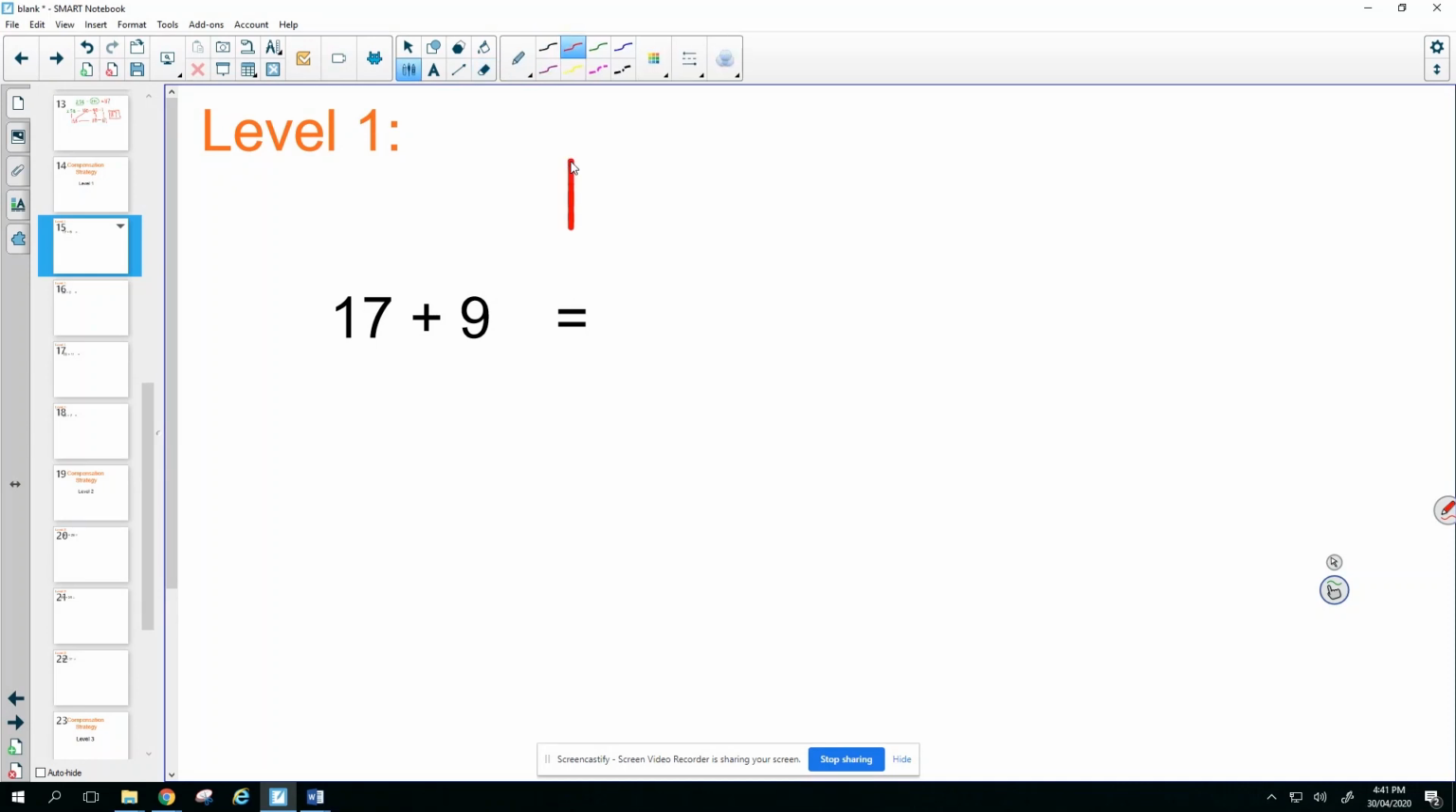So we've got ourselves our equal sign. 17 plus 9. I want to turn this number sentence into something that's a little bit easier for me. So I'm going to focus on the 9 and I'm going to change it to a 10. How did I change it to a 10? I added 1. And when I added 1, it became 10. Knowing that I've changed the 9, I'm going to rewrite this number sentence out. I'm going to write 17 plus 10.